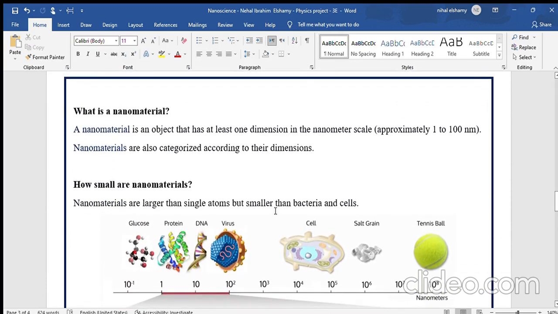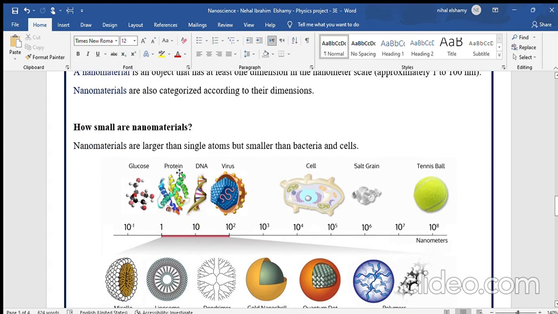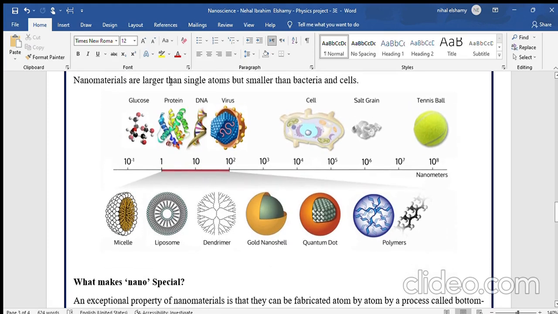Now, what is a nanomaterial? A nanomaterial is an object that has at least one dimension in the nanometer scale, approximately from 1 to 100 nanometers. Nanomaterials are also categorized according to their dimensions. So, how small are nanomaterials? Nanomaterials are larger than a single atom, but smaller than bacteria and cells. Here, these are the cells, and these are the glucose. This is the range that a nanomaterial is in.